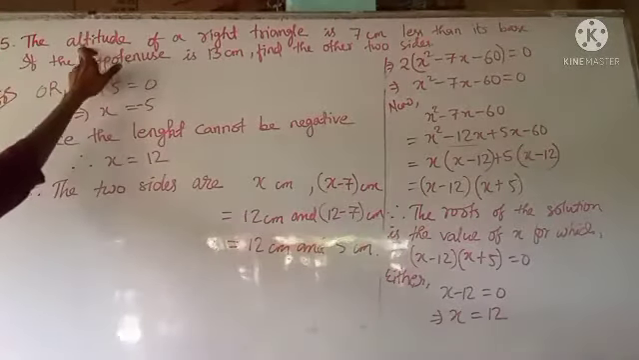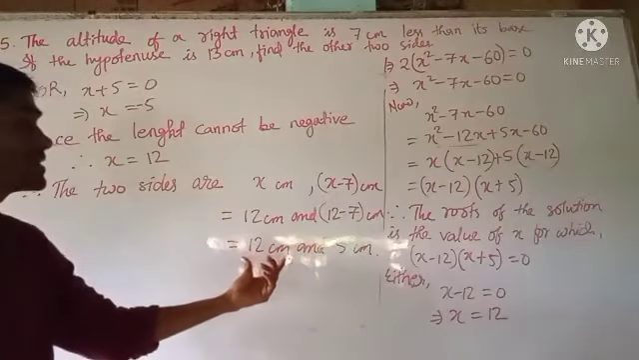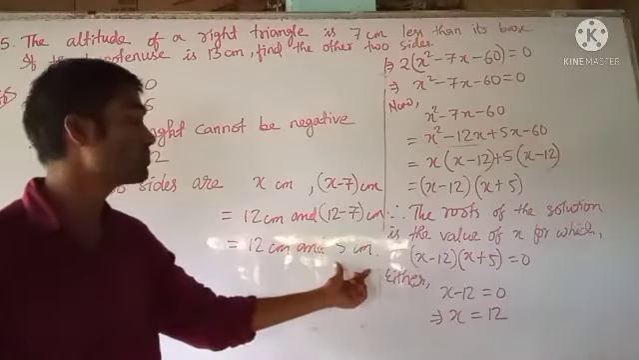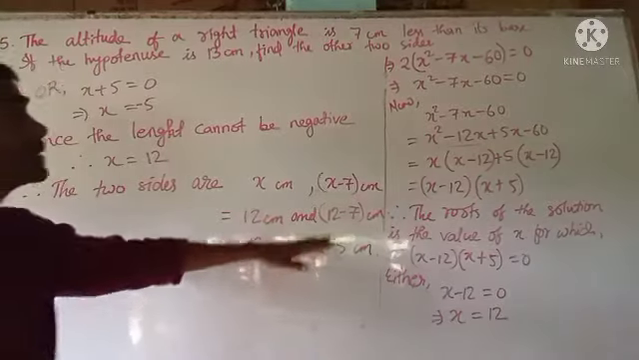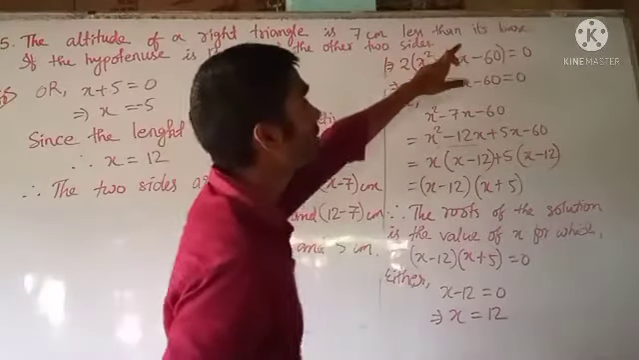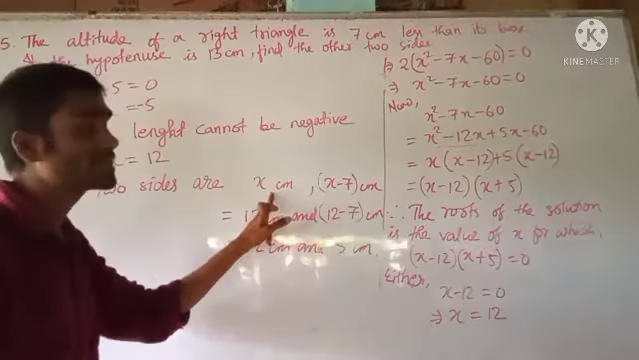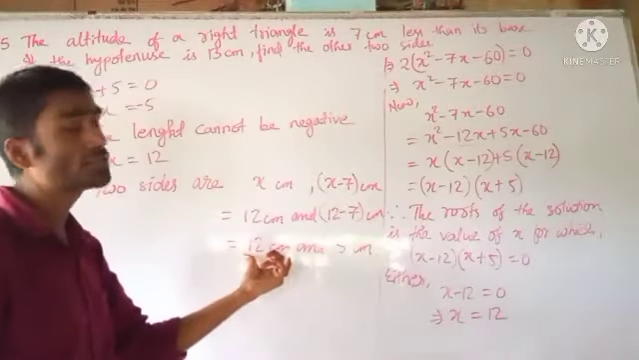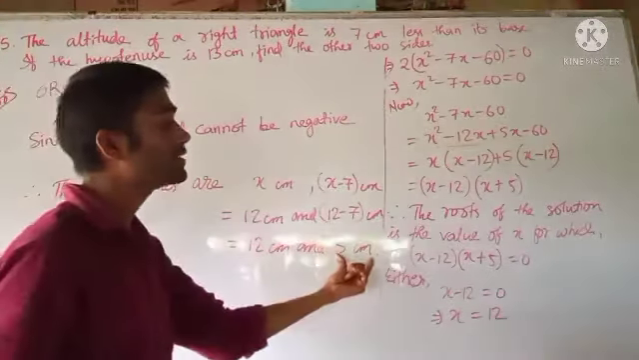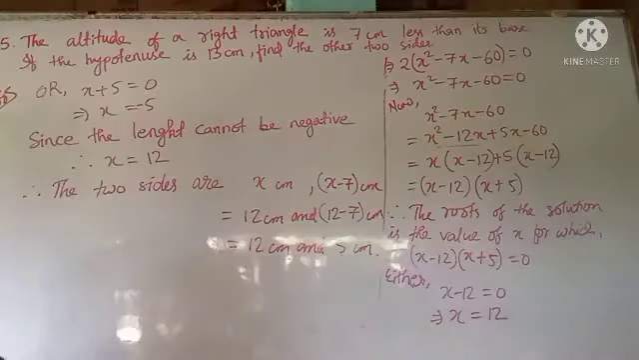There are altitude and the base. That is, one is altitude here and the other one is base. So which one is the base? Base is what we took as x. So x we got here is 12 centimeter. So base is 12 centimeter and the altitude here is 5 centimeter.